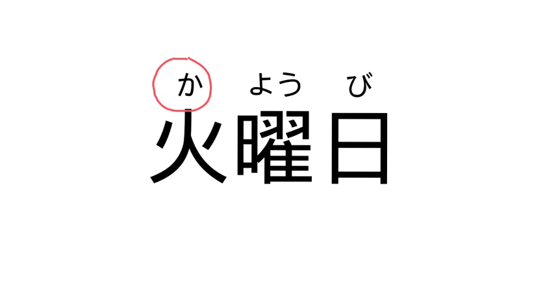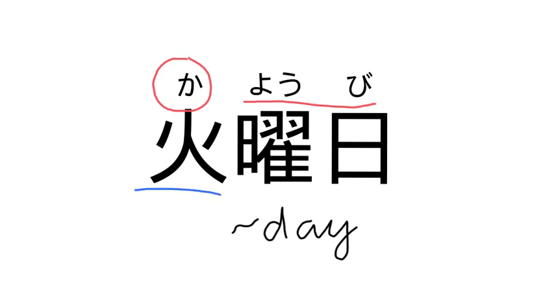You'll notice that each day of the week ends in yōbi, as shown here. Now, yōbi is like the day part in English days of the week, like Tuesday or Wednesday. And then the element in front here is like the twos part of Tuesday, but of course, that is not the exact translation.